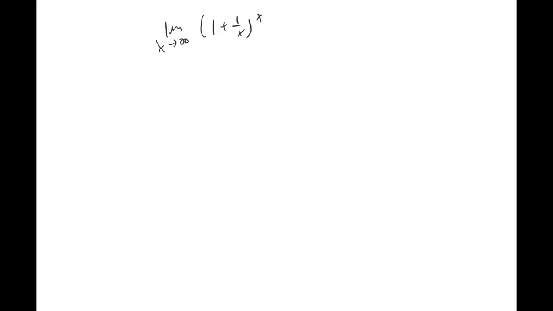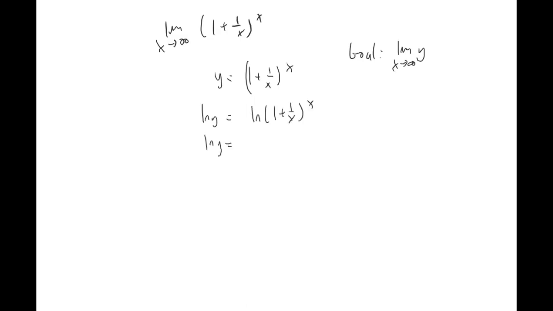But again, what's that trick I told you? If you see a variable in the exponent, what do you do? Yeah. So what we're going to do is let y equal 1 plus 1 over x, to the x. So remember, our goal is we want the limit as x goes to infinity of y, right? That's what we want. Agree? Because y is equal to this thing. But let's take natural log of both sides. So I have ln of y is x ln of 1 plus 1 over x.